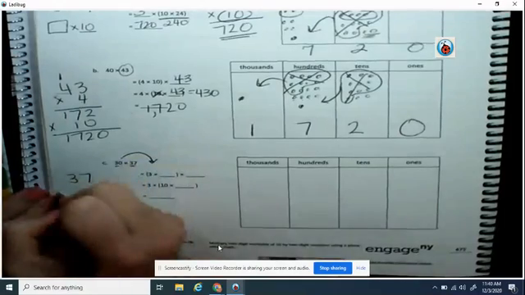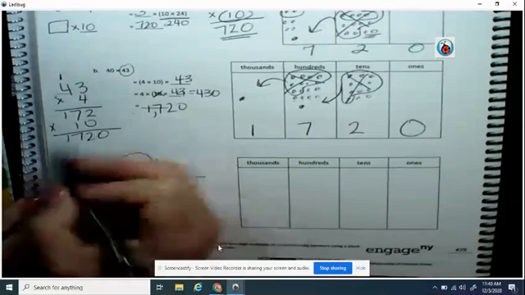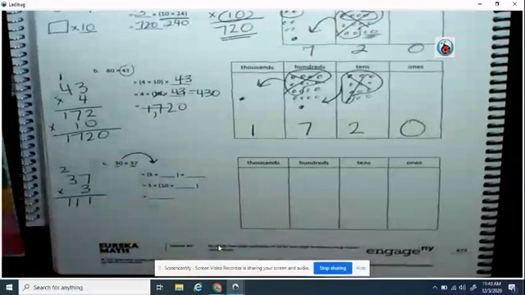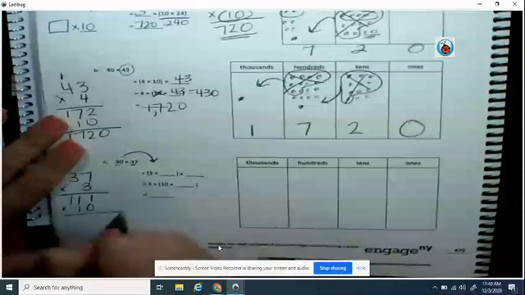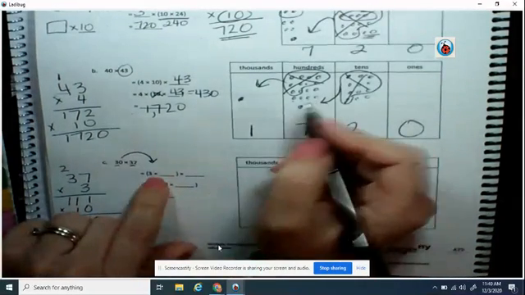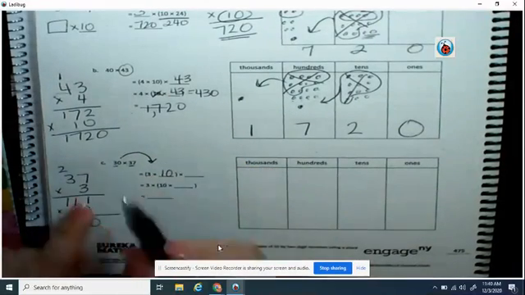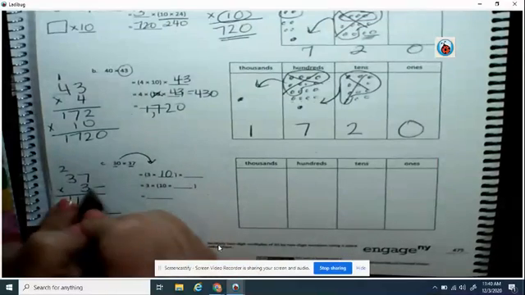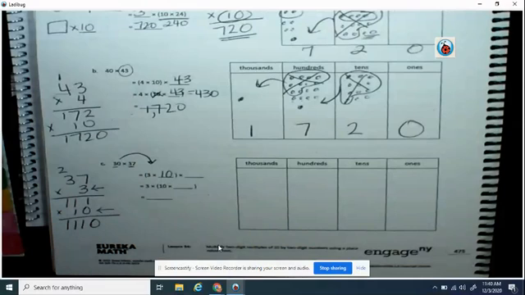So 37 times 3. 7 times 3 is 21, 3 times 3 is 9, 10, 11, so I've got 111. Okay, then 111 times 10 is going to be 111 with the 0 on the end, so my answer should be 1,110. Okay, so up here, we split apart the 30 into 3 and 10, and so up here, that's exactly what I did. I multiplied by the 3 first, and then I multiplied by the 10, because I broke apart that 30.